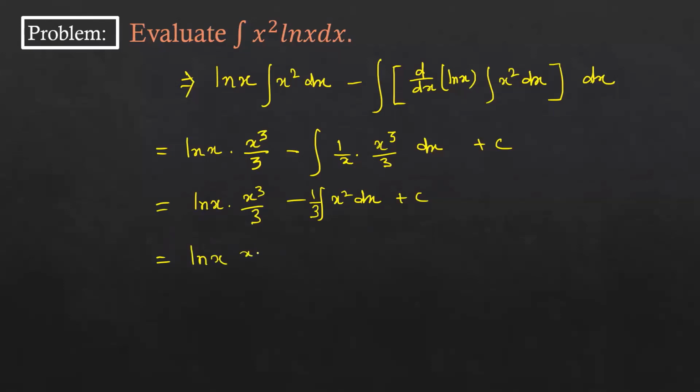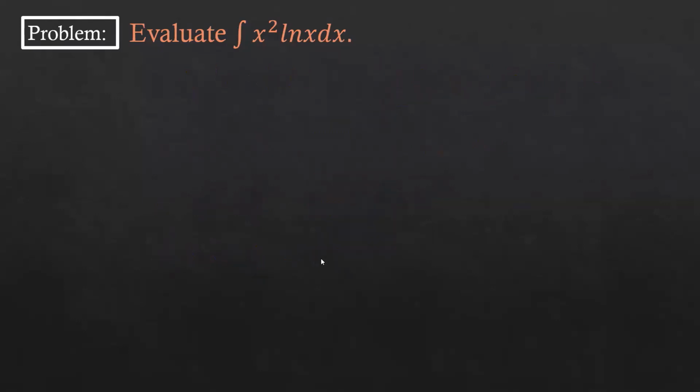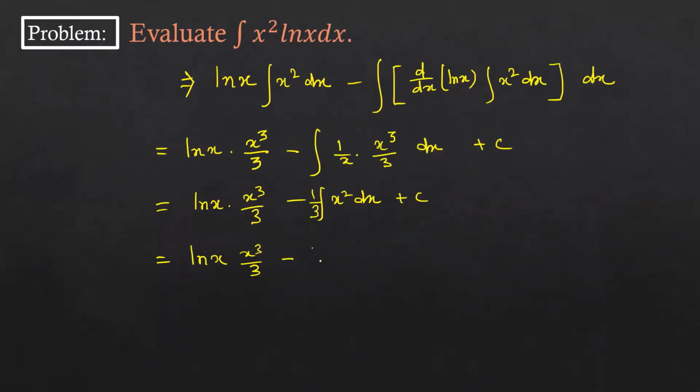So ln of x into x cubed by 3, minus 1 by 3, x to the power 3, into again cube by 3, plus another constant c prime. We take another constant because we can perform one integration and there will be a constant, and by summing these two constants we will get another integrating constant, which is c prime. So this is your integration. You can express that by 1 by 9 of x cube or in any other ways. So this is the integration.